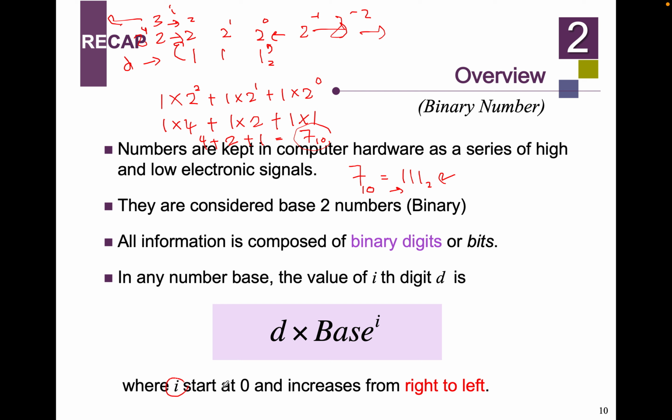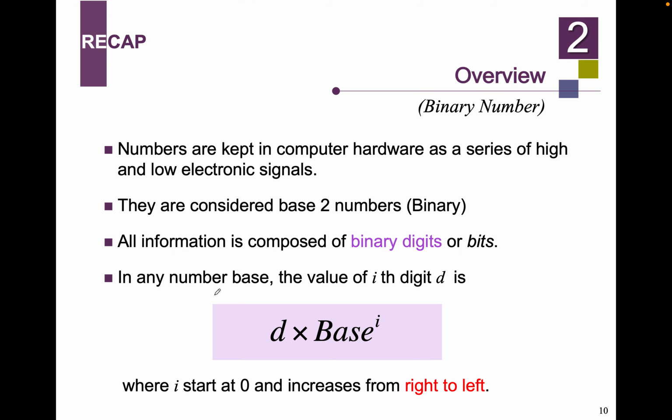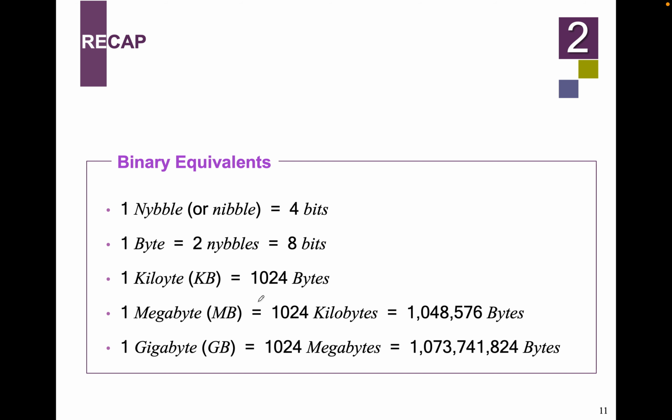Okay. So where I start at 0 and increase from right to left, you can see you're going to increase from right to left, 0, 1, 2, 3, and so on. So that is how you're going to get it, and you can easily convert using your calculator. But this is the equation that you're going to use. So this is just a recap. I hope I teach so you can easily understand, because this is repeating from the digital logic subject.